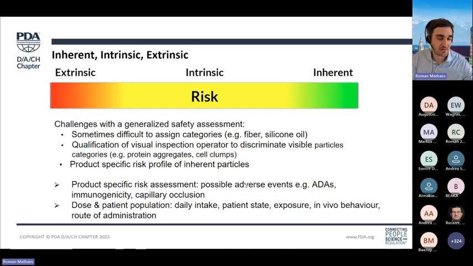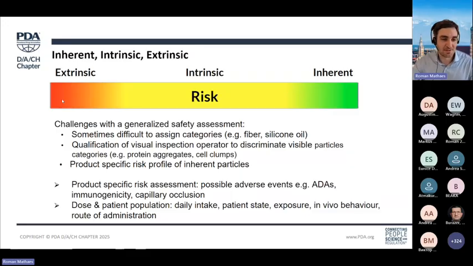What is understood, and I think fairly accepted, is that the risk from extrinsic, intrinsic, and inherent particles is decreasing, where extrinsic particles have the highest risk. However, there are some challenges with these generalized safety assessments. Sometimes it's difficult to assign a category. For example, a fiber could be a protein fiber, could be a fiber shedding from a sterile filter, could be a fiber from the personal clothes of an operator, unsterile. So a fiber could be an inherent, intrinsic, or extrinsic particle.